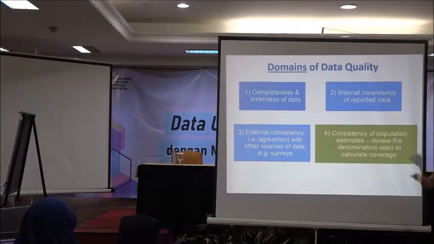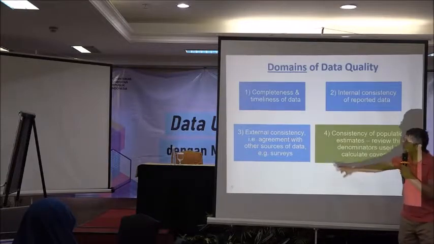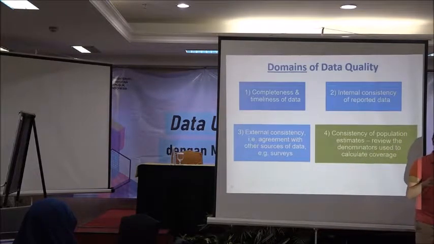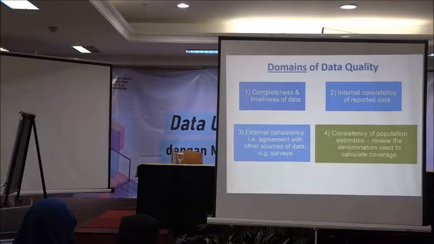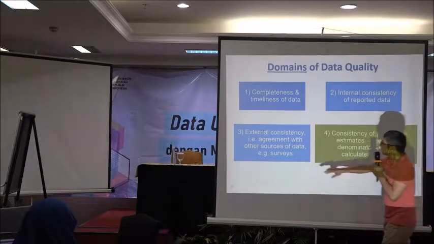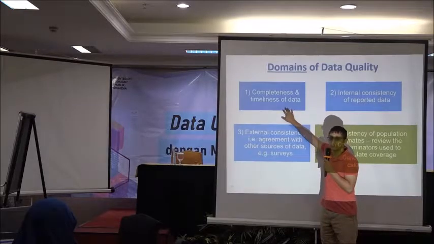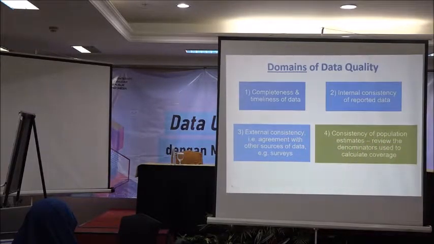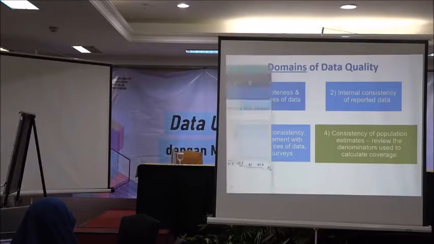Okay, so when we're looking at data quality, there are four main characteristics that we are reviewing. One is the completeness and the timeliness of the data, and that's what we looked at in the very first chart. So there are four types of data quality. The first is completeness and timeliness of data, as we saw first on the dashboard earlier.